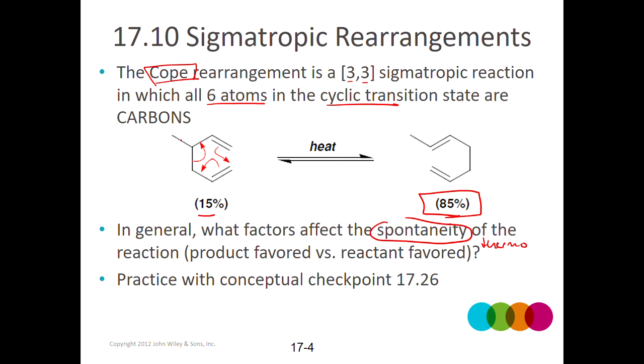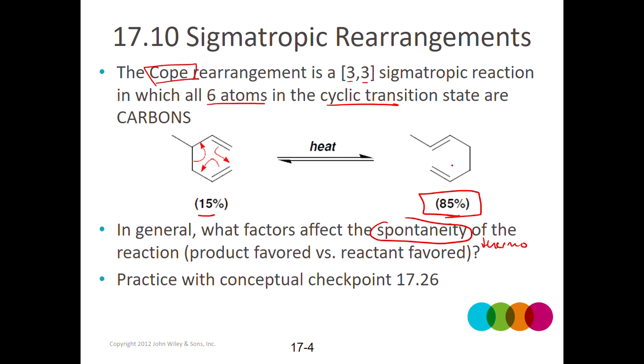There may be more than one methyl group. There may be other R groups bonded here. There may be other atoms attached. I could have an oxygen here. The key is that the 6 atoms that form the circular movement of electrons, where bonds break and form, are all carbons. So if you shift the electrons around, you get the double bonds over here.